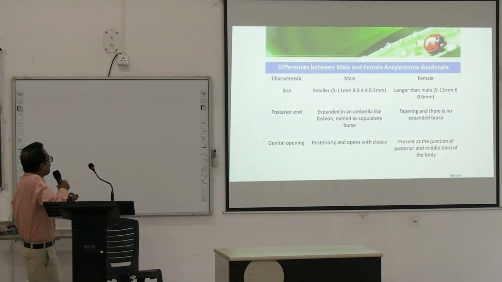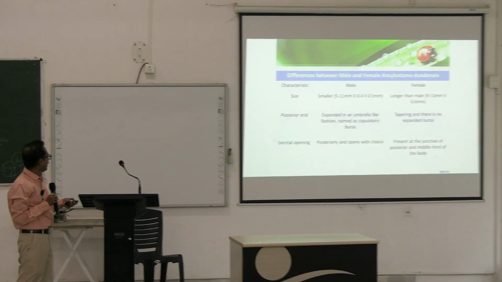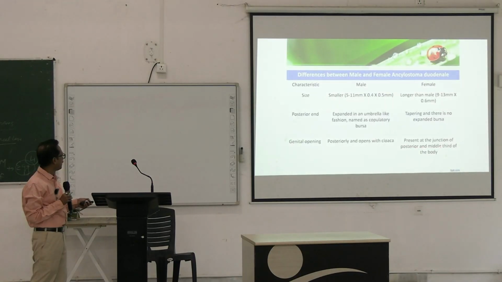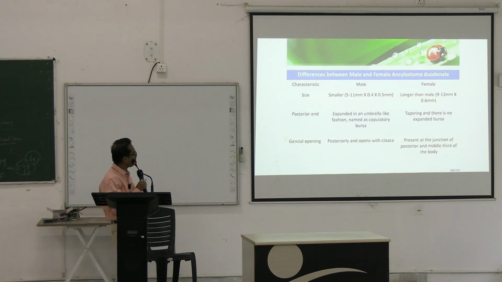The female is longer than the male, as in most parasites, and the posterior end of the male is expanded in an umbrella-like fashion, called the copulatory bursa, while the female tapers with no expanded bursa. If a hookworm is there in the specimen, you may be asked how you will differentiate. It is so small that you cannot see this part properly, but remember the umbrella-like copulatory bursa in the male, and only tapering in the female. Posteriorly it opens with the cloaca, present at the junction of the posterior and middle third. So this is the difference between male and female Ankylostoma.